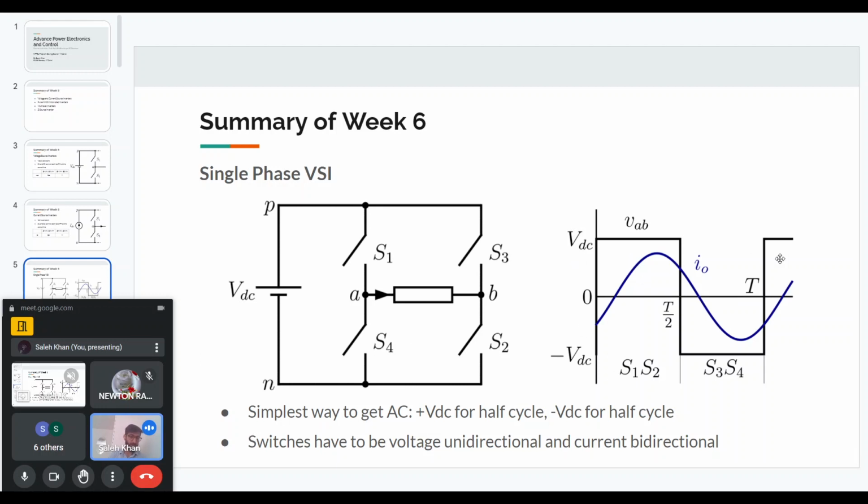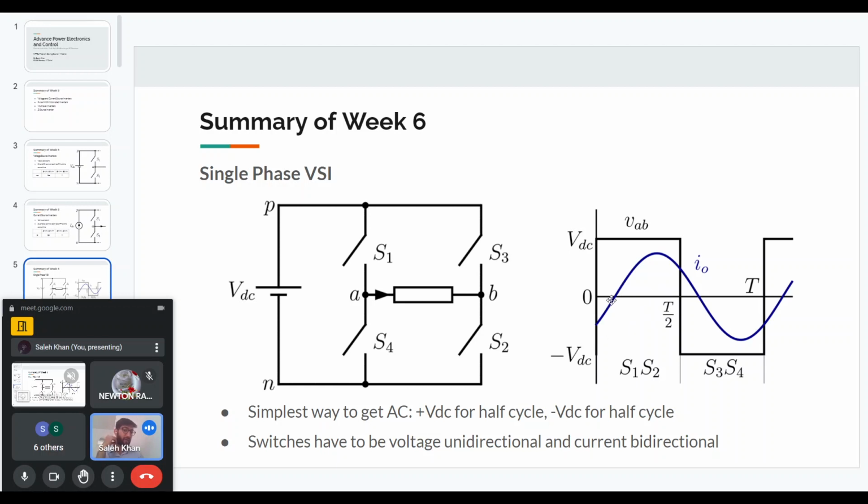So we will get plus VDC for the first half cycle and minus VDC for the next half cycle. So we got an AC voltage. It's not a sinusoidal AC, it's a square wave AC. Depending on what kind of load we have, we will have some kind of current. The current can be leading or lagging. Here I've shown a lagging current.